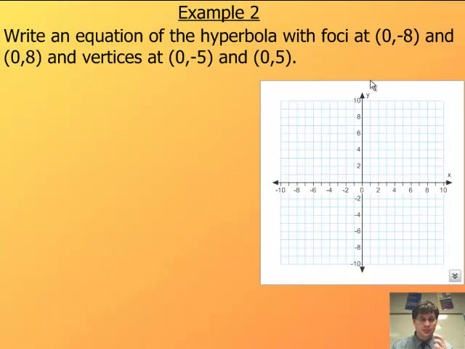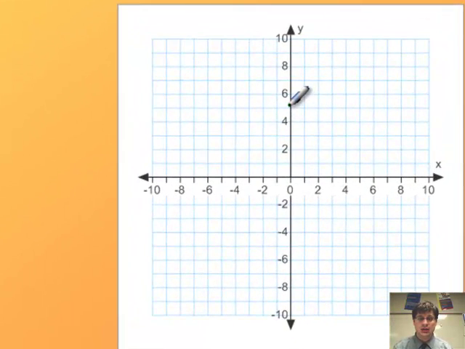Okay, in our second example, we're going to write the equation of a hyperbola, given some information. So I find it helpful if we draw a rough graph and plot some points to give us an idea of what type of hyperbola we're dealing with. So we have the vertices located at 0, -5, and 0, 5. So they're going to be on the y-axis. So here and here respectively. And the foci, of course, are going to be on the same axis.